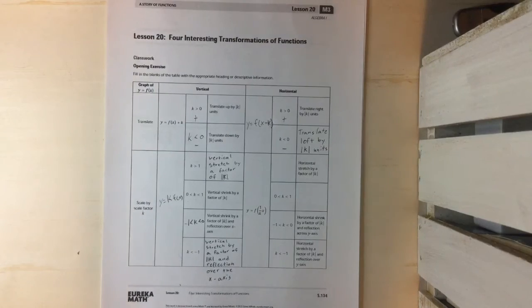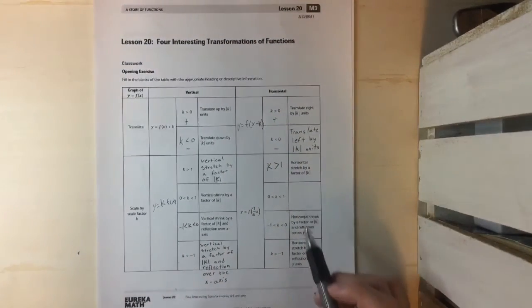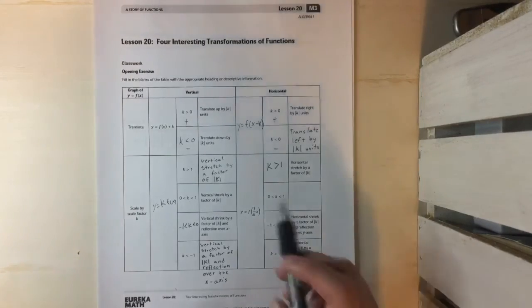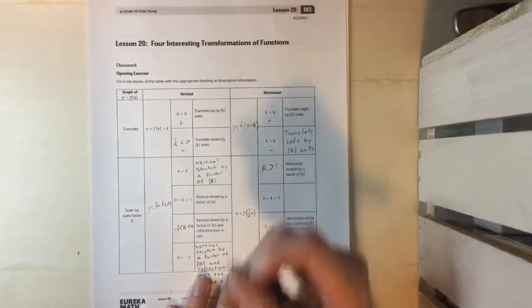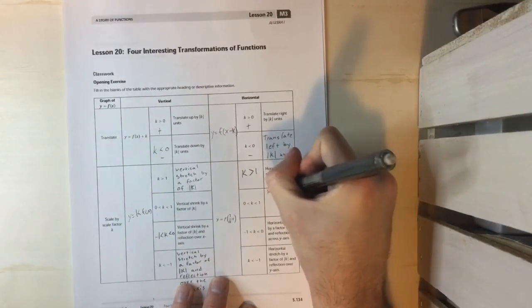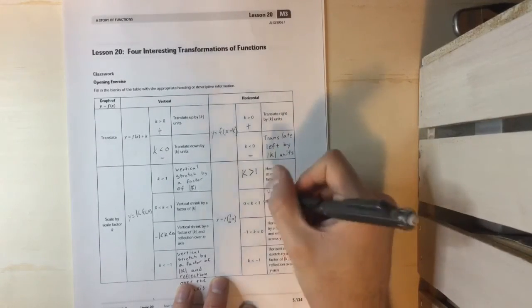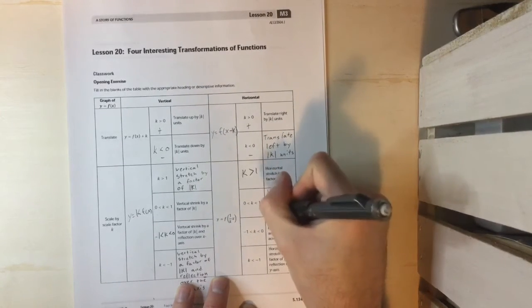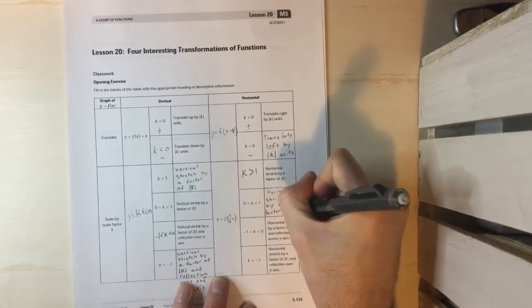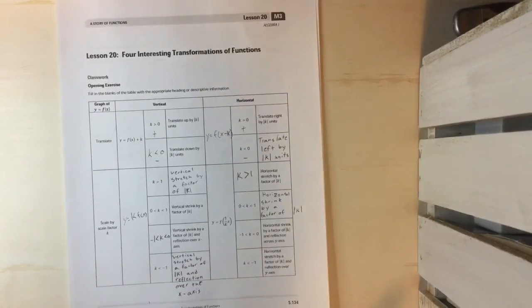Okay, now we're going to move on to the horizontal. This is the one we talked about last lesson. So this one is k is greater than 1. We're going to have a horizontal stretch by a factor of k. And then if it's less than 1 but greater than 0, it's a horizontal shrink by a factor of, I'm going to put this on the outside, absolute value of k.